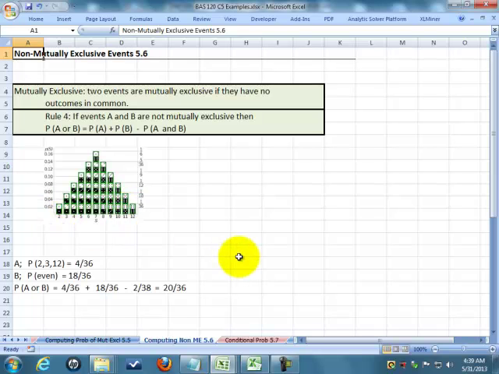Now, if you think about it, if I didn't take these out, let's say event A was 2, 4, 6, 8, 10, 12, and event B was even. Well, I would add 18/36 plus 18/36 and get 36/36, and I would say I'm guaranteed to get a 2, 4, 6, 8, 10, 12, or even on every roll. And we know that can't be true because I could roll an odd number. So I hope that helps. Any questions? We talked about mutually exclusive events and non-mutually exclusive events, and how to calculate them.